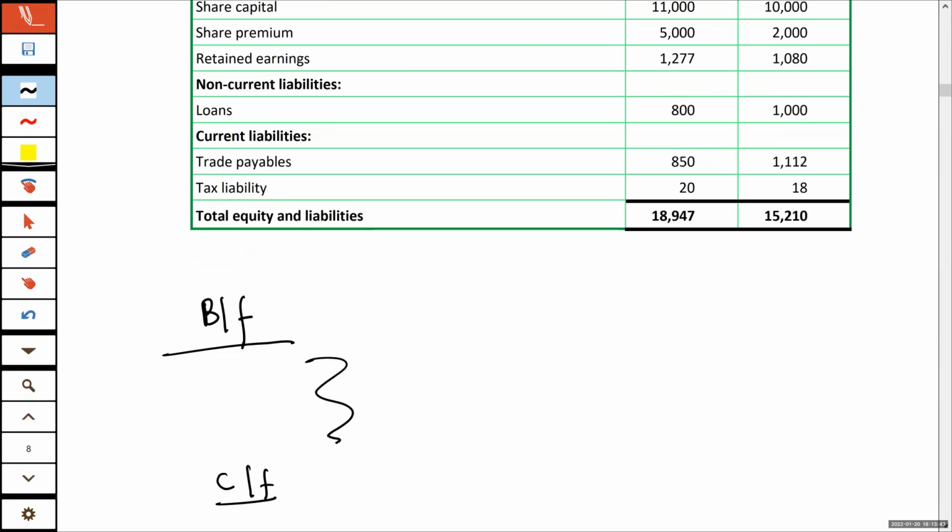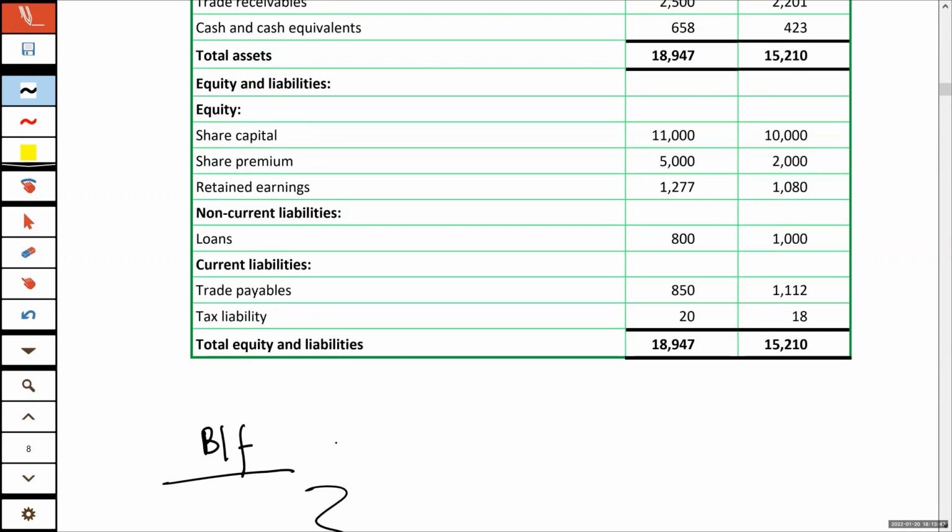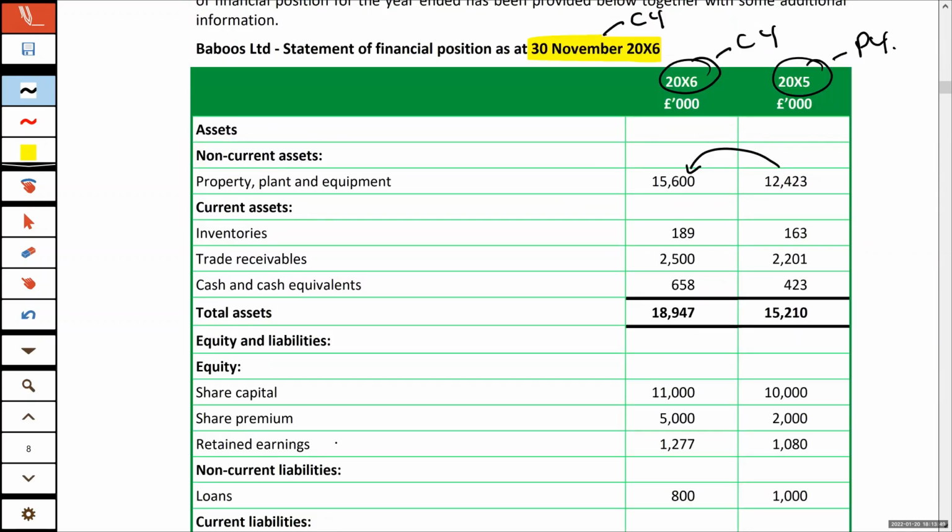So thinking about PPE, if I started the year with 12,423, ended the year with 15,600 net book value, what are the kind of things, elements that you are aware of from your accounting units? What are the kind of items affect PPE, do you think?